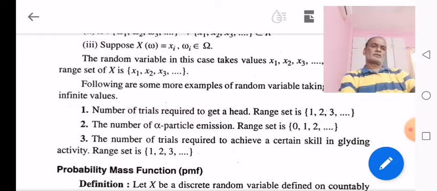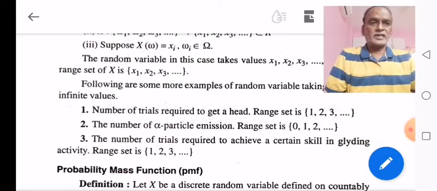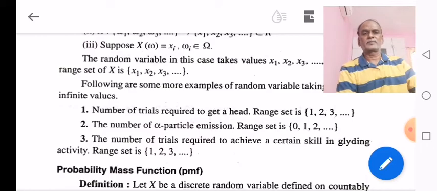Whenever you are doing some gliding activity, how many trials are required to achieve a particular skill? At least one time you have to do that activity. If you achieve the skill in the first attempt, it will take value 1. Suppose in the first trial you do not achieve the skill, then you have to try a second time. So 2 trials are required to achieve a certain skill, and so on and so forth. These are some examples in which your sample space takes countably infinite values.